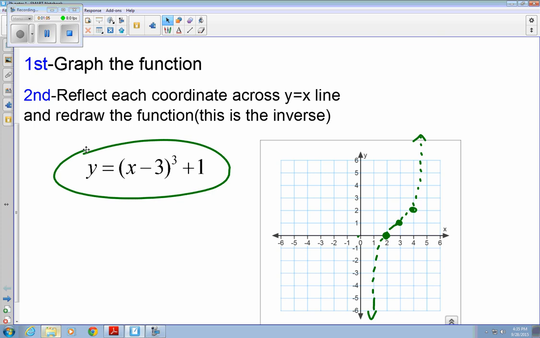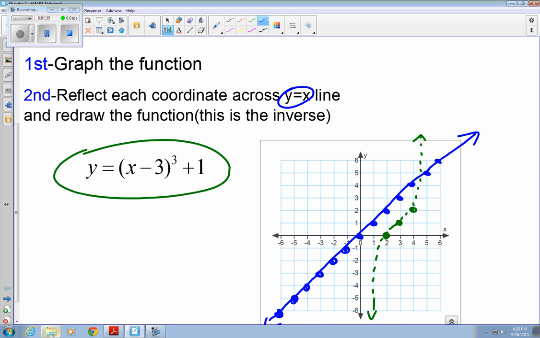Now, reflecting across y equals x. This line here, anytime x is a number, y is that same number. So if x is 1, then y is 1. If x is 2, then y is 2. So you're going to have the points (1, 1), (2, 2), (3, 3), (0, 0), (-2, -2), (-3, -3), (-4, -4), (-5, -5). So we're going to reflect these 3 points across the y equals x line.